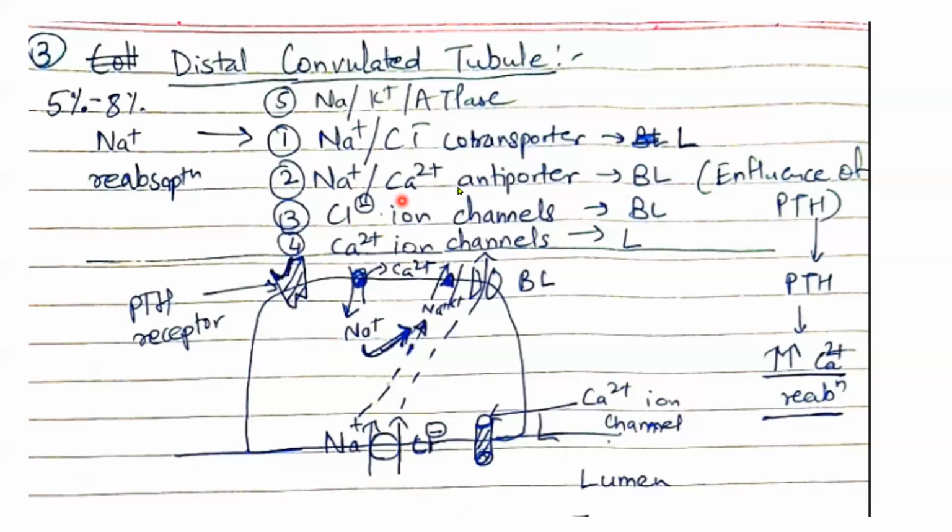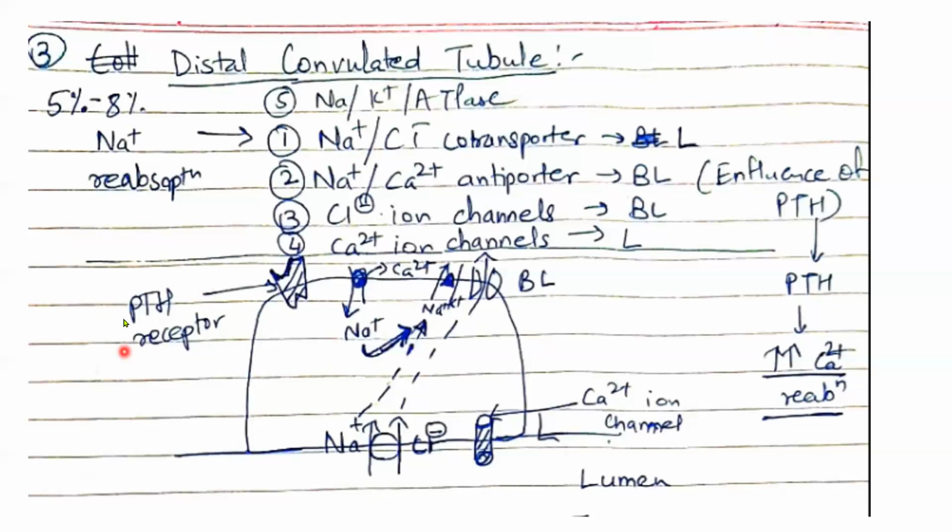Then we have the sodium calcium Na+/Ca2+ antiporter, which is present at the basolateral membrane. This is a sodium and calcium antiporter because it takes sodium from outside into the cell and calcium goes from the cell to the outside. So exactly what is happening here is calcium reabsorption. Whatever calcium comes from the lumen will go into the cell and via this channel it will leave the cell. What is the peculiarity of this? It is under the influence of the PTH receptor.